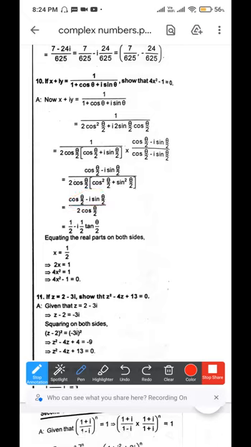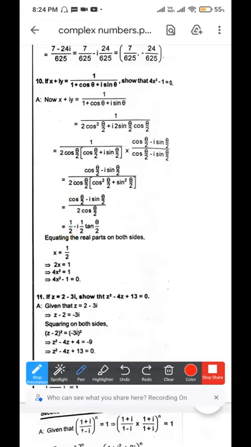Then divide cos by cos 1, sine by cos tan. After simplifying, we'll get 1 by 2 plus i half tan theta by 2.